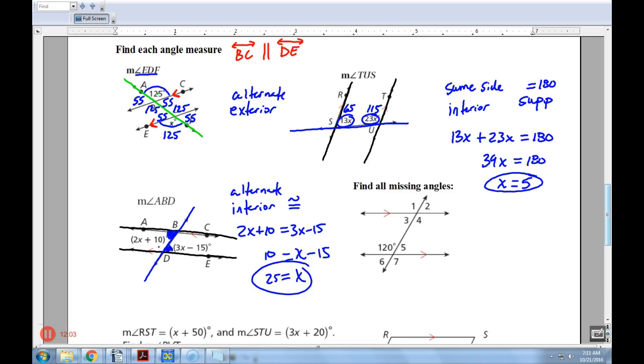So now finding the true measure, they wanted me to find the true measure of ABD. I plug 25 in there. 2 times 25 is 50 plus 10. ABD would be equal to 60 degrees.